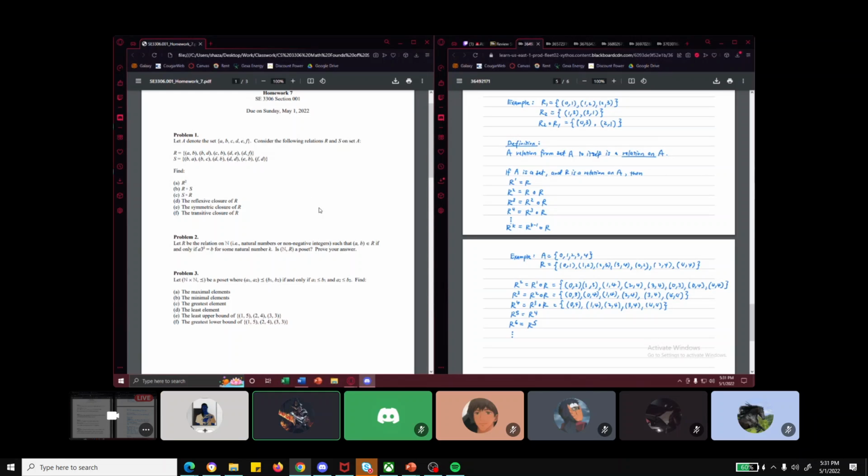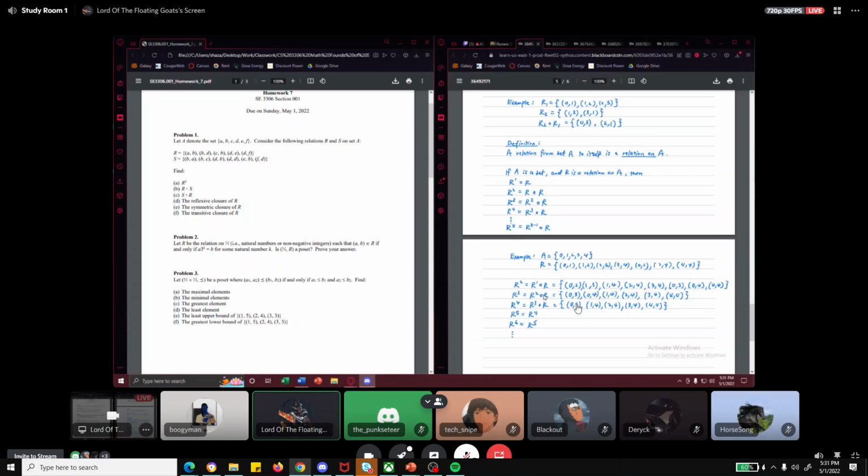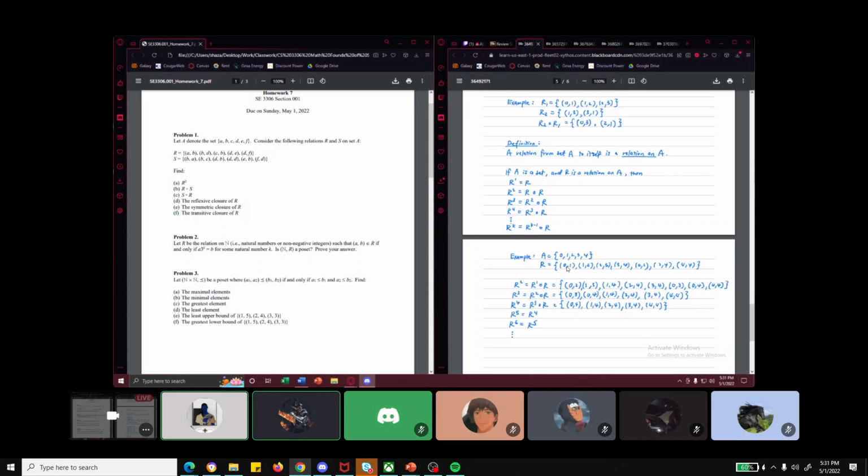So he did R squared times R. He took the first two pairs, (0,1) and (1,2), and got (0,2). But (1,2) is not in there, is it? No. He took the first two pairs, he got (0,2). He took the second two pairs, he got (1,3). The way I'm understanding this, he took that (1,3) pair and did it with (3,4). That's how he got (1,4).